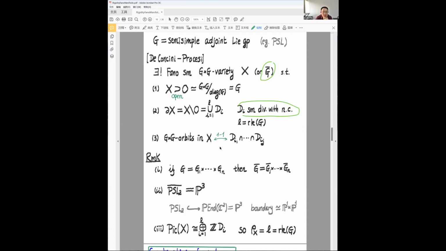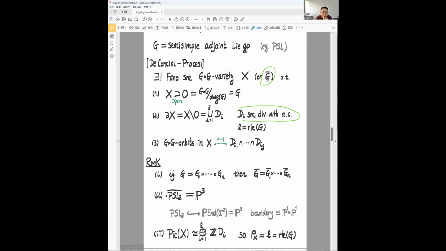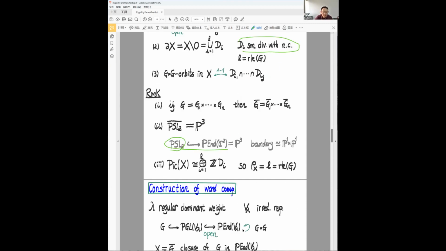For example, for PSL2, the wonderful compactification is just P3. The compactification is given by embedding PSL2 into P of End(C2). It's just P3, so the boundary is just P1 × P1. You have just one boundary divisor. Also, if the group itself is a product, then the wonderful compactification is just the product of each factor. And also the Picard group is well known, given by the boundary divisors.